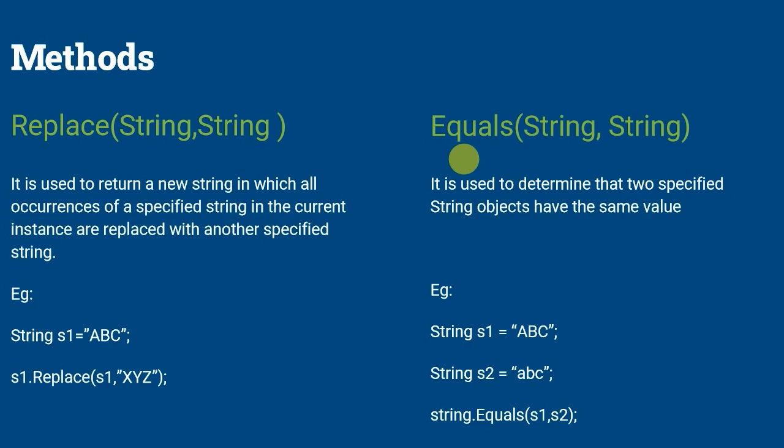Next one is replace and equals. Now replace is where, in case you want to replace a particular string with some other string, and equals is whether you want to identify whether both the strings are the same or not. Again, equals is case sensitive. If there is something in uppercase and the same thing in lowercase, it will give you a false value.